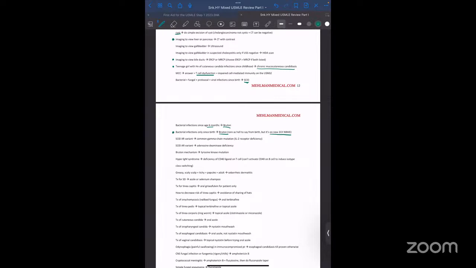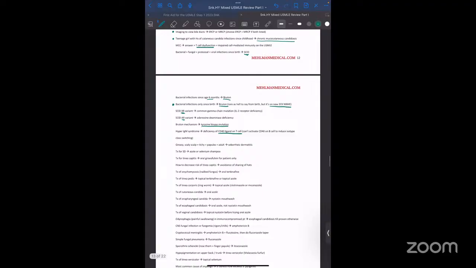SCID X-linked recessive variant is common gamma chain mutation, IL-2 receptor deficiency. SCID autosomal recessive variant is ADA deficiency. For Bruton's, the mechanism is tyrosine kinase mutation. Next we have hyper IgM syndrome, deficiency of CD40 ligand on T cell. It can't activate CD40 on B cell to induce isotype class switching. Once again, hyper IgM syndrome is deficiency of CD40 ligand on T cell; if this is missing, it cannot activate CD40 on B cell to induce isotype class switching.